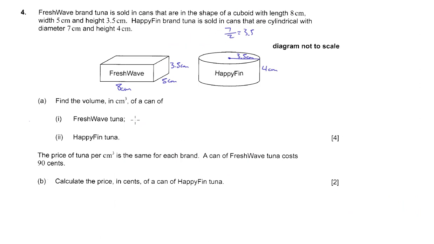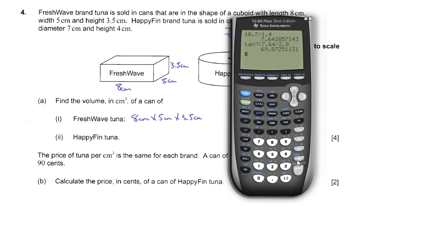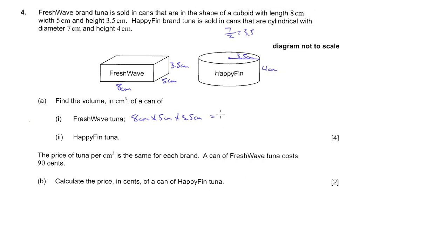Okay. So Fresh Wave tuna is going to be 8 centimeters times 5 centimeters times 3.5 centimeters. Okay, so we put that into our handy-dandy calculator. 8 times 5 times 3.5 gives us 140, and this is cubic centimeters. It already says right here, find the volume in cubic centimeters, so you're not going to necessarily have to have the centimeters cubed on there, but I can't imagine that they would take points off. I would always label your numbers if there are any.